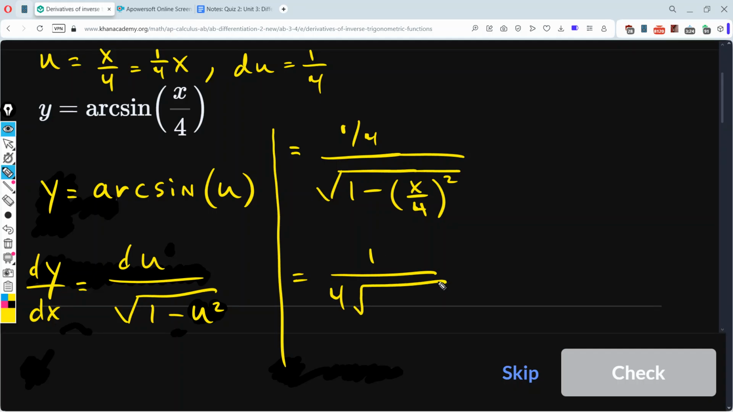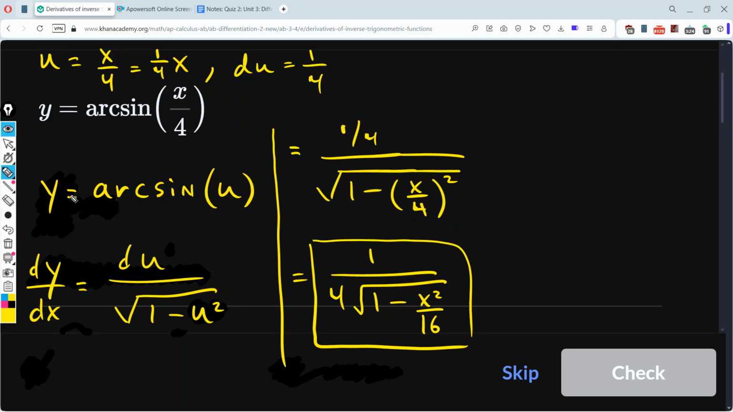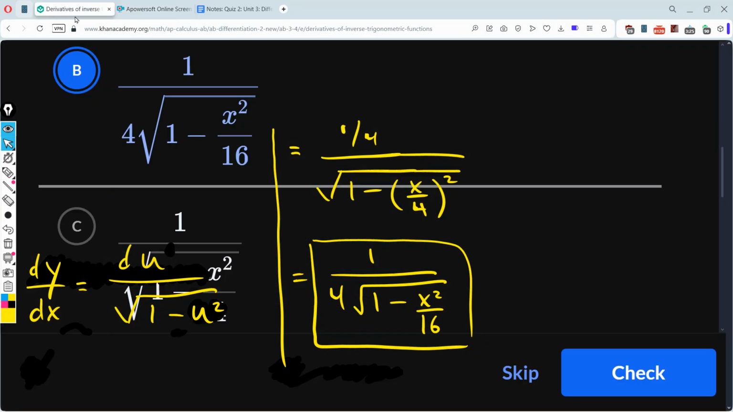And times the square root here, that's going to be 1 minus, and you square the fraction, square the numerator and denominator. So that's going to be x squared over 4 squared, or x squared over 16. All right. And I think that's it right there. I don't think they're going to do anything else to simplify it. All right. Let me check their answers before I erase. All right. So my answer matches their answer B.